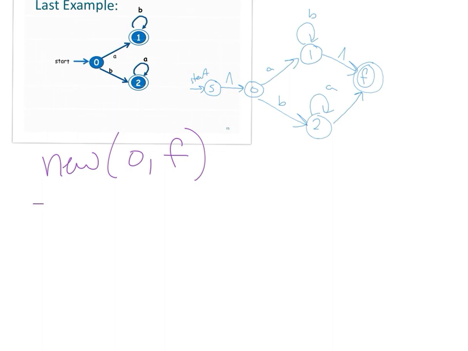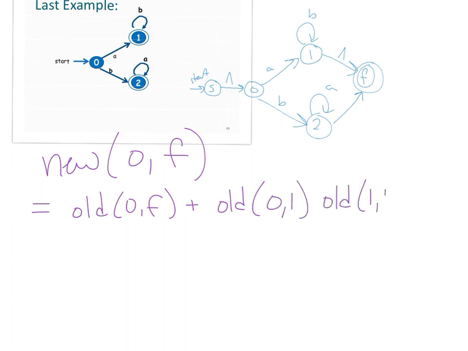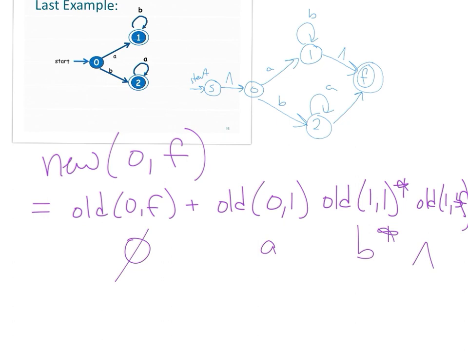And the equation for that is the new 0 to F is the old 0 to F plus the old 0 to 1 times the old 1 to 1 starred times the old 1 to F. Oops, that's supposed to be an F. Alright, and the old 0 to F, well, there is no path transition from 0 to F, so that's just the empty set. And the old 0 to 1 is an A. The old 1 to 1 is a B, but we have to star it. And the old 1 to F is a lambda. So when we simplify this, we just get A B star.